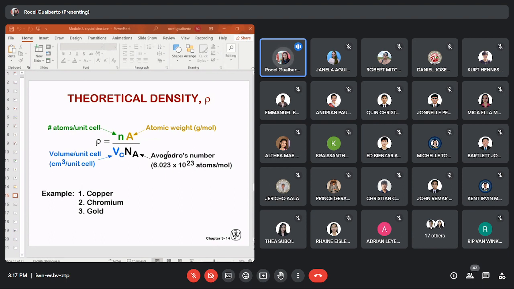What are the values of the APF for the different crystal structures? Narinig ba ako, Miss Thea? Yes po. 0.7, your answer. 0.7. For every crystal structure, what would be the value of the APF? Oh, go, Miss Thea. 0.52 po.